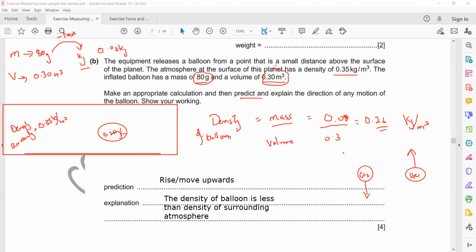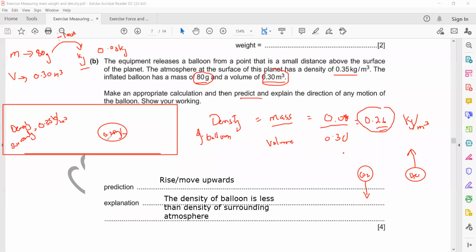So we will find the density of the balloon, and when we are finding the density of the balloon, we should have it in the same unit as the density of the atmosphere so that we can compare the two values. The density of the atmosphere is given in kilogram per meter cube, so the density of the balloon should be in kilogram per meter cube as well. The mass here is given as 80 gram. So when we convert the mass into kilogram, we divide by 1000. So 80 divided by 1000 is equal to 0.08. And the volume is already given in meter cube, so we don't have to convert the volume. So mass divided by volume: the mass is 0.08 and the volume is 0.30 or 0.3. So we get the density of the balloon, which is 0.26.